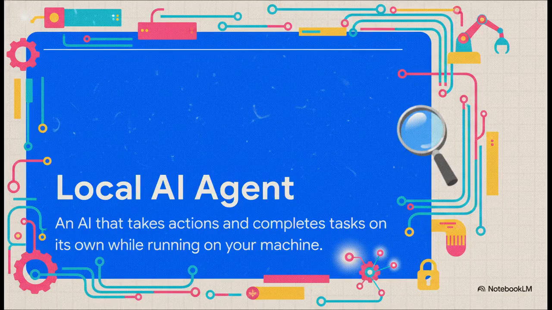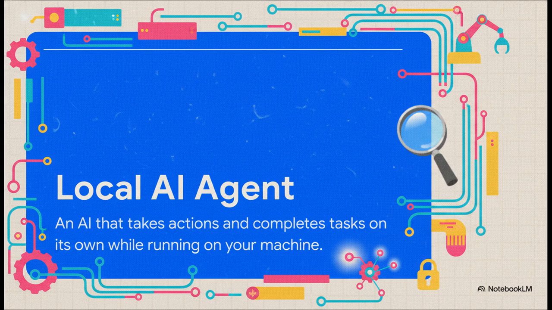So what exactly is a local AI agent? Well, it's vastly different from those standard chatbots you're probably used to using online. With traditional cloud-based AI, you know the drill. You type a prompt, you wait for the answer, and then you copy-paste the result. An agent, on the other hand, is designed to actually take actions and complete multi-step tasks totally autonomously.